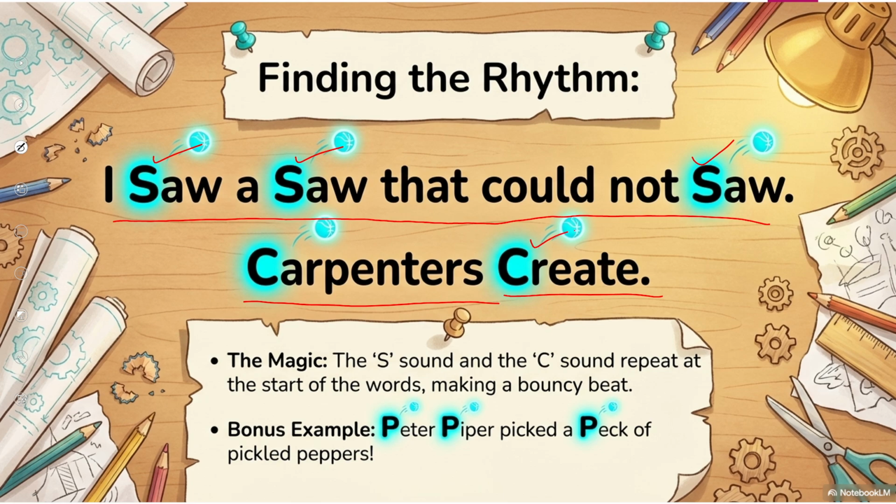Carpenters create. Again, carpenter, create. Both these words have the same starting sound. The magic: the S sound and the C sound repeat at the start of the words, making a bouncy beat. We have another example. Pepper picked a pack of pickled peppers. All tongue twisters are made on this rule. For example, there is a tongue twister which is I sell seashells by the seashore. Again, in this tongue twister, there is the same S sound.